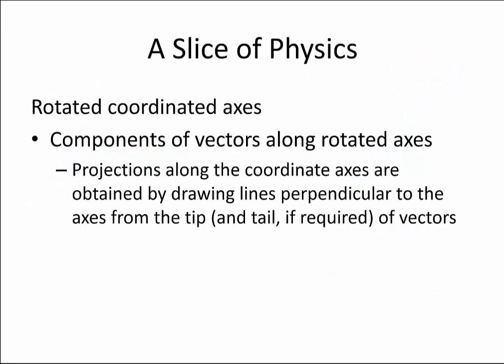In this slice of physics, we learned how to determine the components of a vector along a rotated coordinate axis system. And the key thing to remember in this was, in order to determine the projections or components along the axes, we got to go from the tip and the tail of the vectors to the axes using lines that are perpendicular to the axis, which need not be horizontal or vertical.